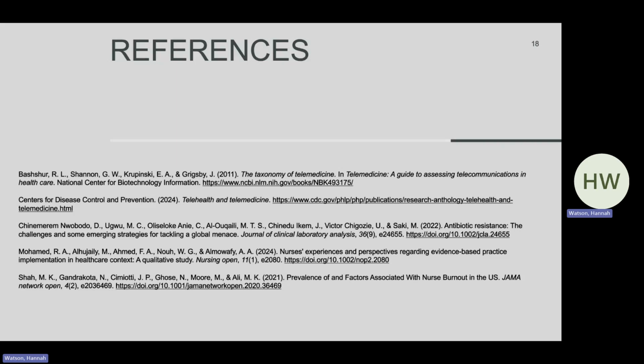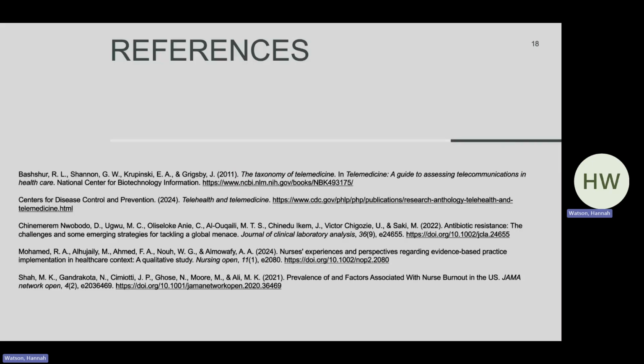In conclusion, healthcare continues to face many challenges, including nursing shortages, nurse burnout, antibiotic resistance, rising healthcare costs, and the need to improve patient safety. These issues affect not only healthcare professionals, but also the quality of care that patients are receiving. By utilizing tools such as telehealth, following the national patient safety goals, guidelines, and implementing evidence-based practice, nurses can help address these challenges and improve patient outcomes.